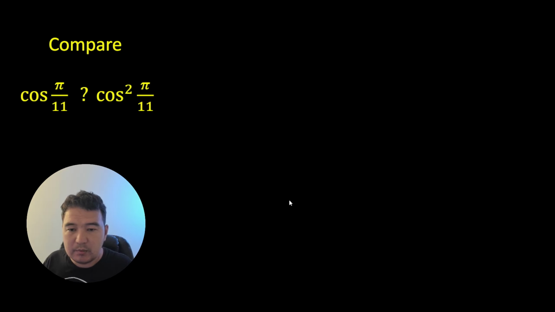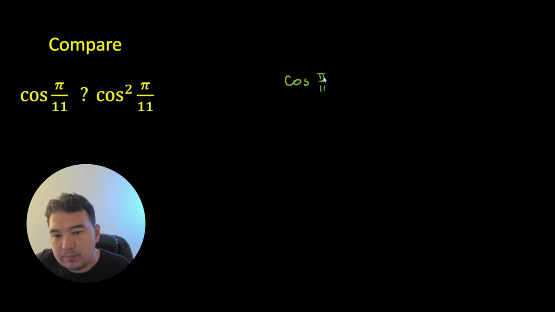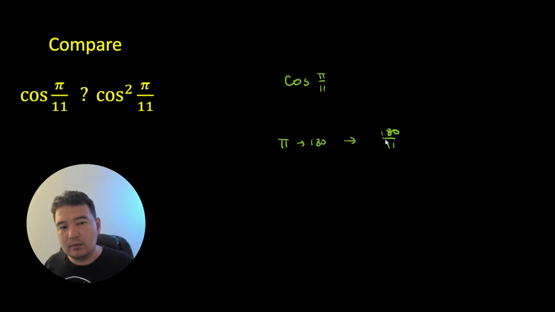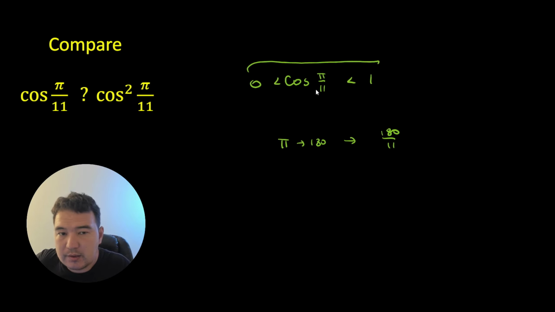So here's another problem where you should not go very deep into cosine and sine and try to evaluate these expressions, because of cosine pi over 11. If you say that pi is 180 degrees, then in terms of degrees it's 180 over 11. If you divide 180 by 10, it's 18, so this is around 16 or 17 degrees. The value of this expression is less than 1 and greater than 0, so cosine pi over 11 is between 0 and 1.